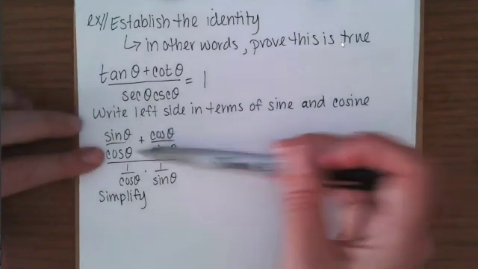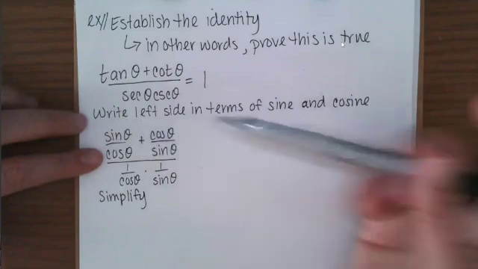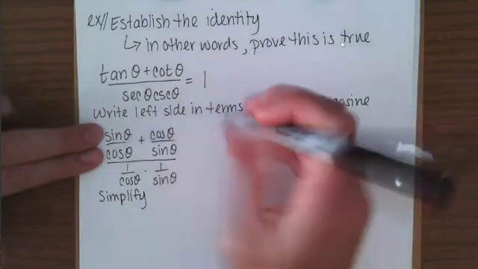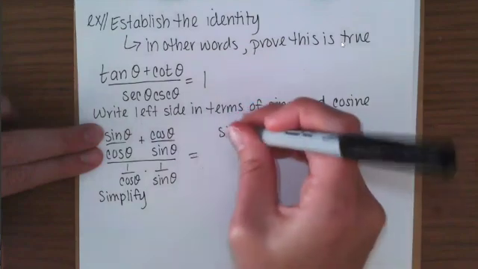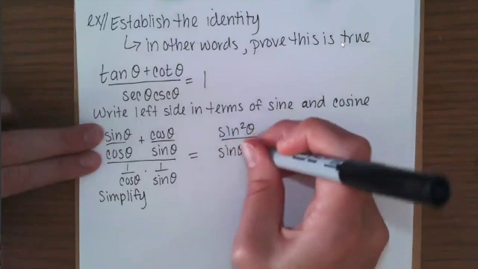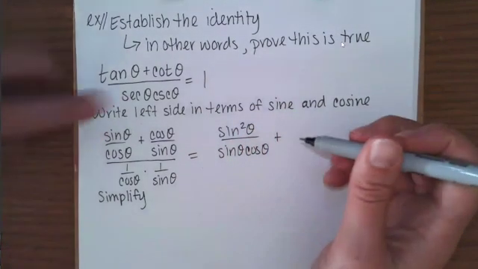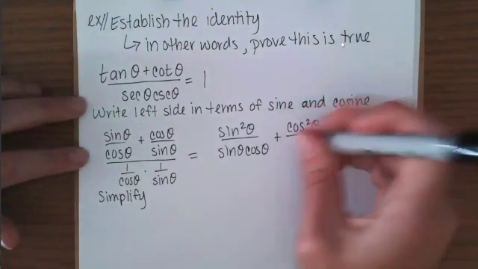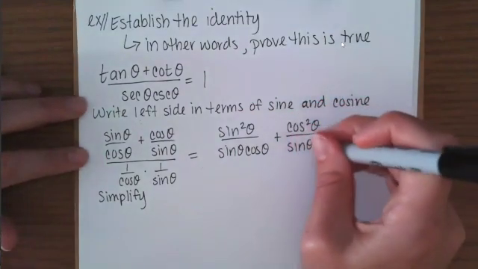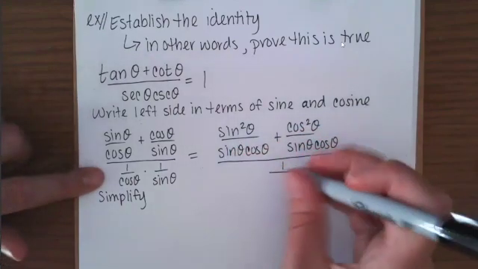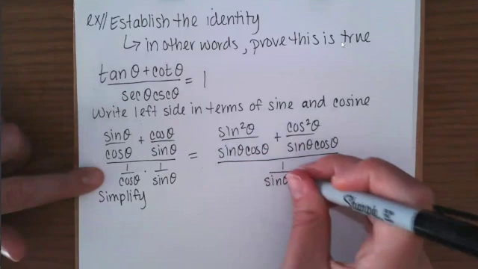So these two fractions in the numerator, our common denominator is going to be sine times cosine. So my first fraction, I need to multiply by sine over sine. So that gives me sine squared of theta over sine of theta times cosine of theta. And my second fraction, I need to multiply by cosine over cosine. So that's going to be cosine squared of theta over sine of theta times cosine of theta. And then my denominator, I'm just going to write this as 1 over sine times cosine.